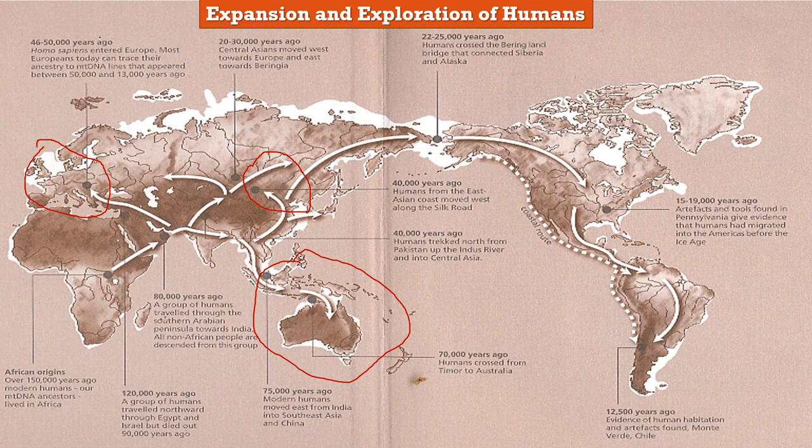Now, the question is then, when did human beings make the big jump into the last area that had not been touched by human beings, and that's North and South America? So during the last ice age, which was at its height around 25,000 years ago, the entire northern hemisphere of the planet was covered mostly in a massive ice sheet. And during that time, water levels around the world were much lower than they are today.